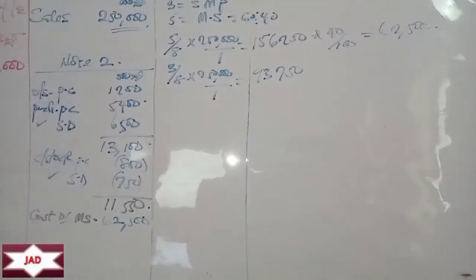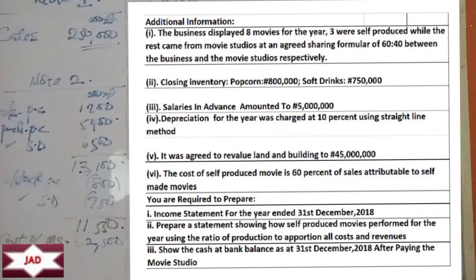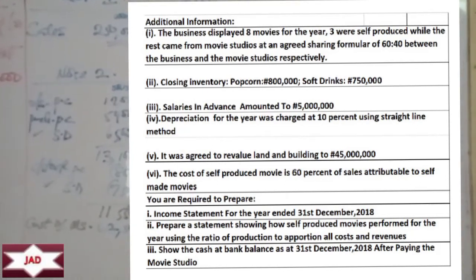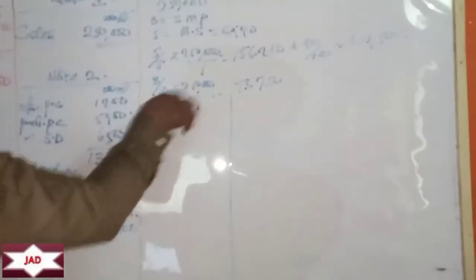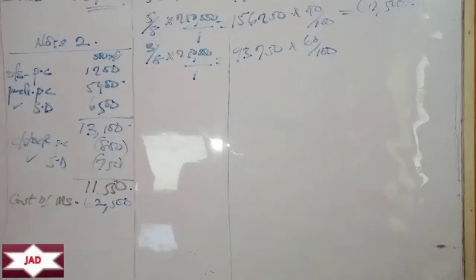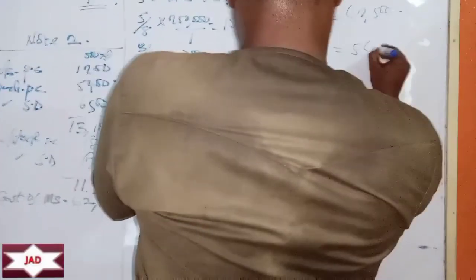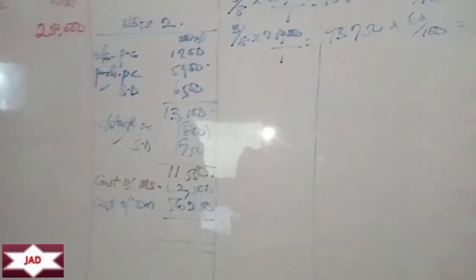So what about the cost of self-made? Look at what they said here. Note six here is saying that the cost of self-produced movie is 60% of the sales attributable to self-made movies. So what's the sales of those self-made movies? 3 over 8 times 250, which is 93,750. So they say 60% now will be times 60 over 100. So what do we have? 93,750 times 0.6. So we have 56,250. So cost of self-made movies is 56,250.